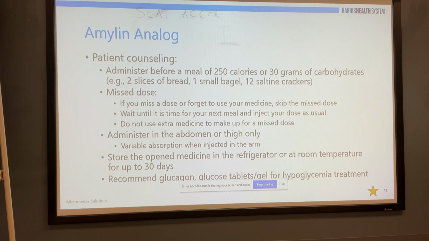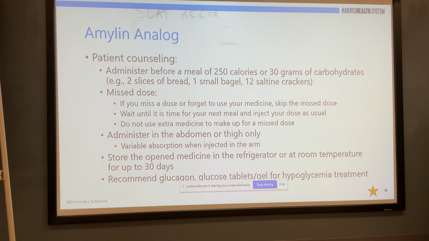So patient counseling is really important. Because of the risk of hypoglycemia, patients have to take this medicine with food. And the food has to be an actual meal. So it's recommended to eat at least 250 calories or 30 grams of carbs. And I listed some examples of 30 grams of carbs for you. If the patient misses a dose, they go on to the next meal. Never double up or try to take extra because it could be dangerous.